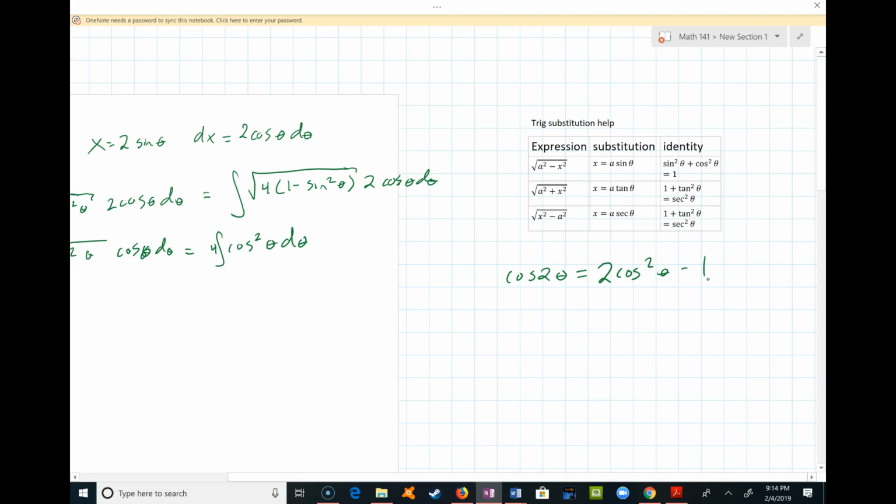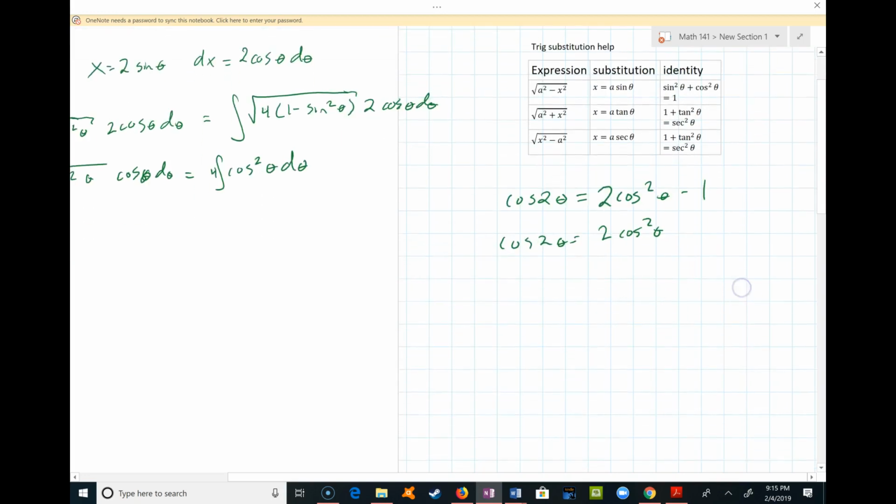Now we're going to solve this to get cosine squared by itself. Cosine 2 theta plus 1 is equal to 2 cosine squared theta. Then divide everything by 2, so we get 1/2 times cosine 2 theta plus 1 is equal to cosine squared theta.